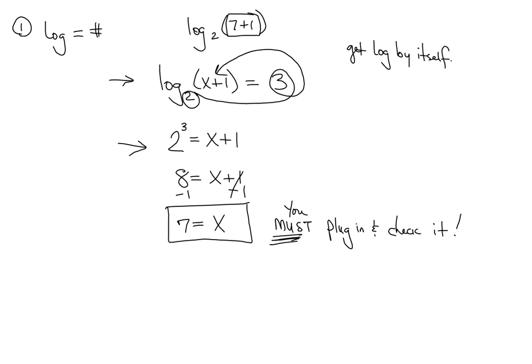All right, let's look at another one. Let's do log base 4 of 5x minus 1, plus 7, equals 10. So what are we going to have to do first here? Subtract 7. Good. We have to get the log by itself.